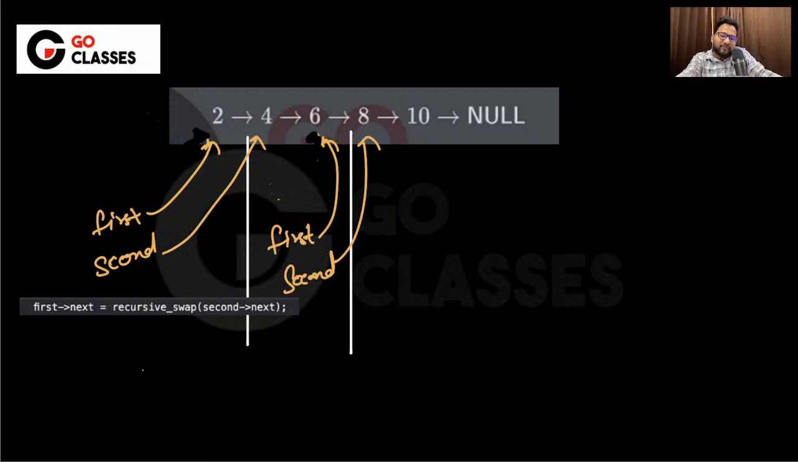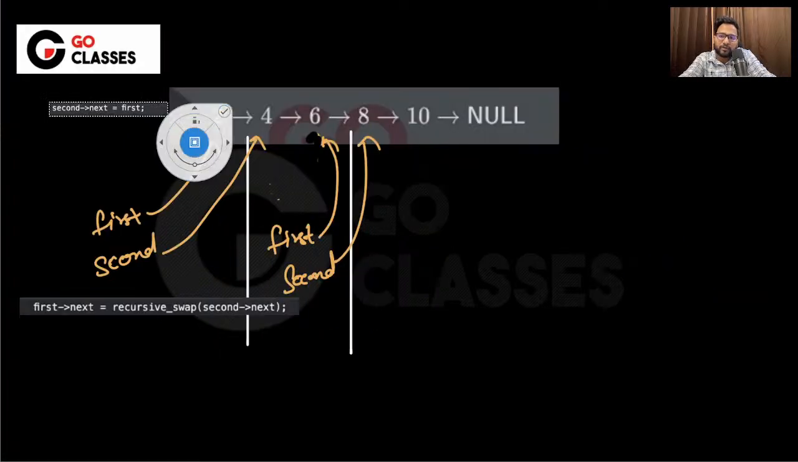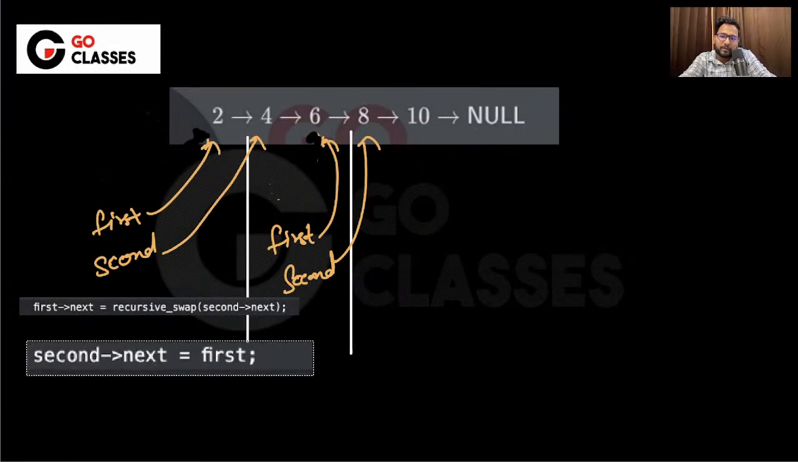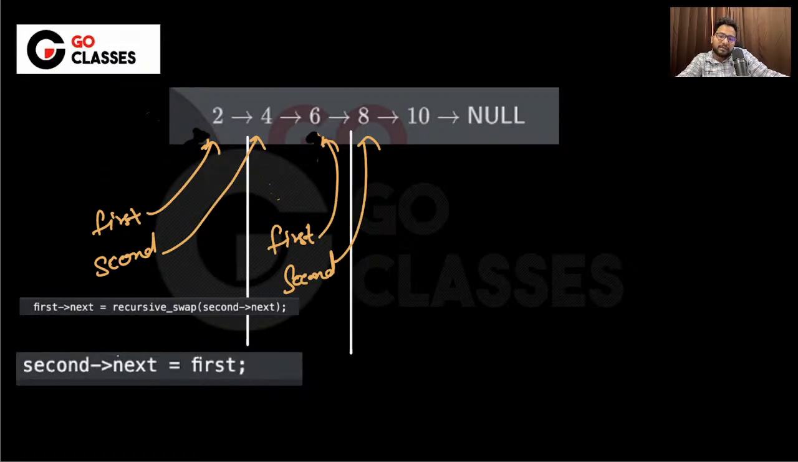So after this line, let's suppose I'm writing something like this, which is second next equal to first. After this line, if I'm writing this, it means that after this recursive call, second next means 4 next, 4 will be pointing to 2. So basically first next is whatever 2 is pointing to, I don't know. First next is actually holding that.